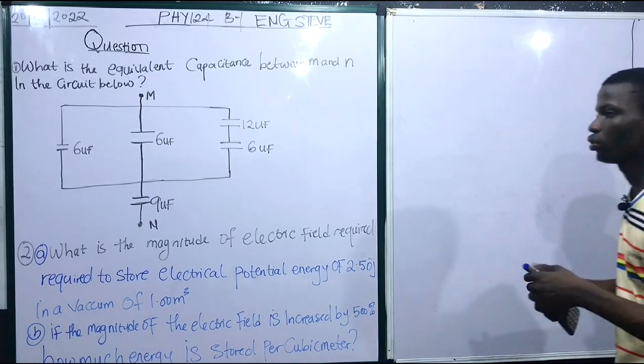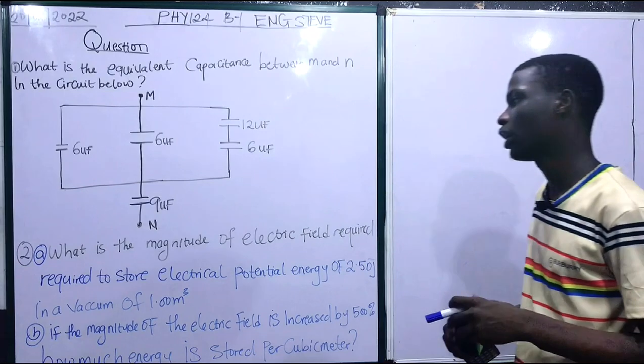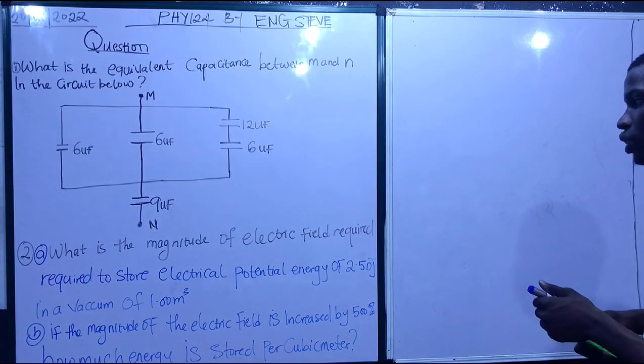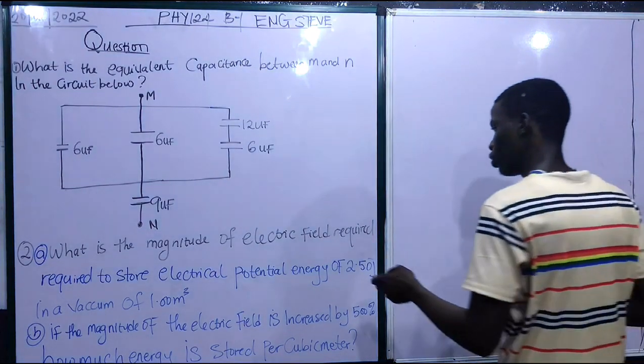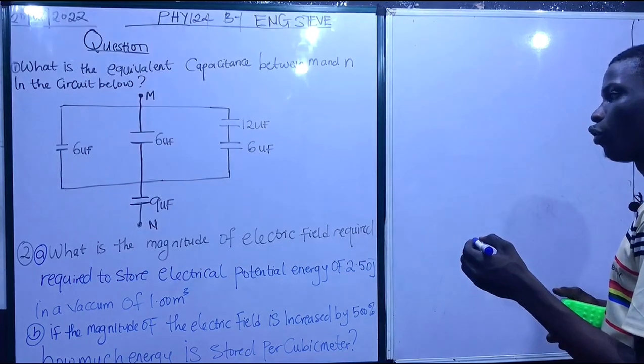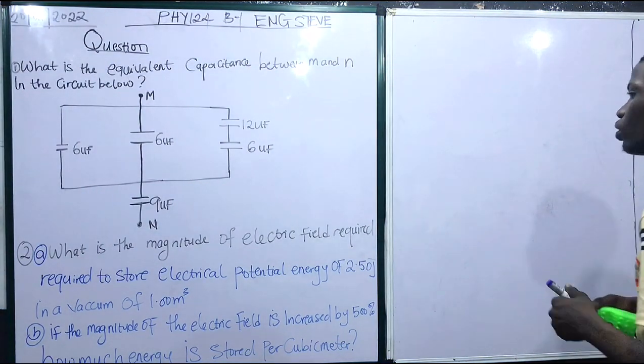And for the other question, they said, what is the magnitude of the electric field required to store the electric potential energy of 2.5 joules in a vacuum of 1.00 meter cube? That is the volume they are talking of.